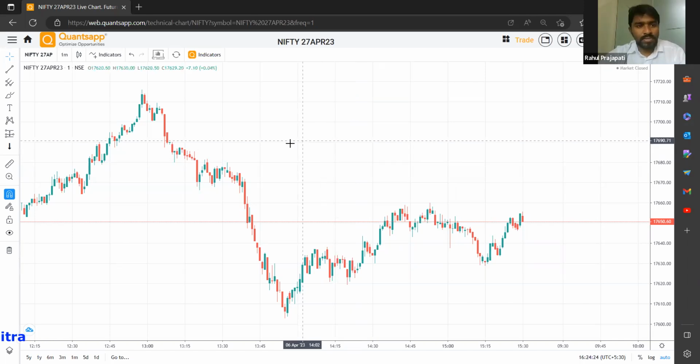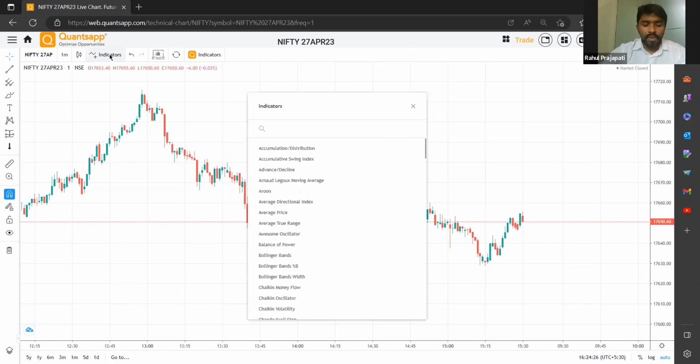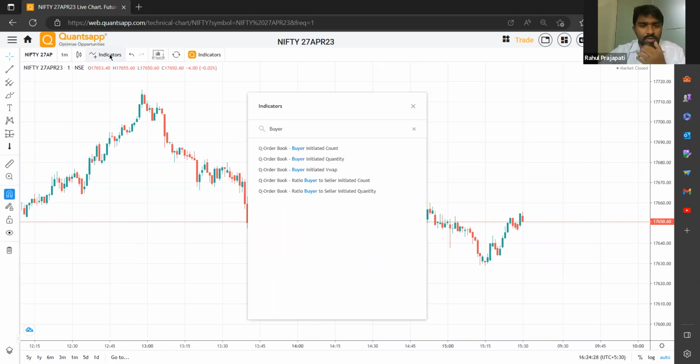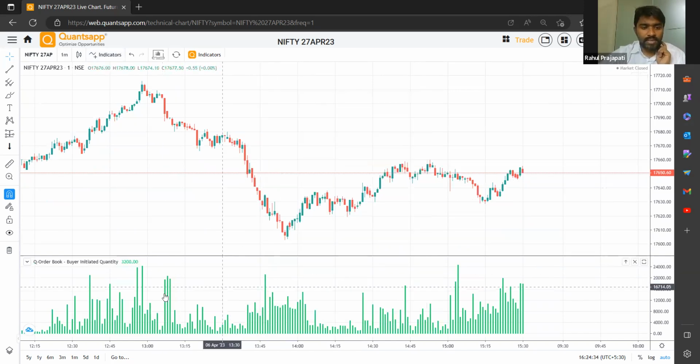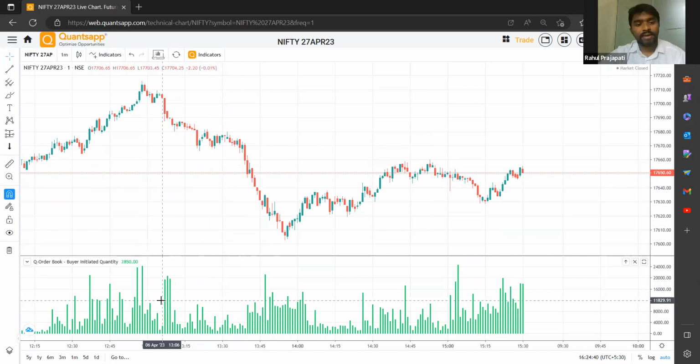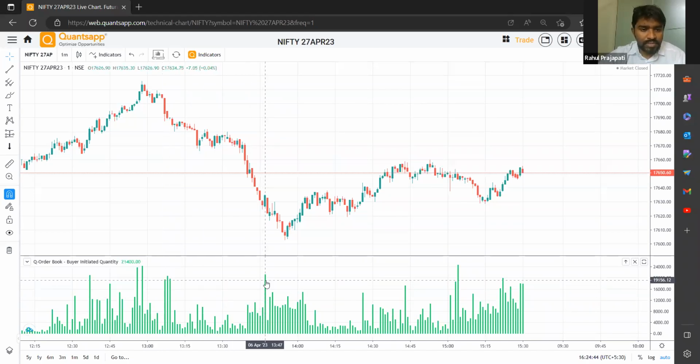So once you open the concept, we'll go to the indicators. We'll type buyer. Okay. So you can see that there's a buyer initiated quantity. So what is a buyer initiated quantity? You can see that these are all the market orders that have been placed for buying the Nifty futures, right? And at the market price. So if you see somewhere here, 21,400 quantity has been there. So someone has bought this much quantity at market price.